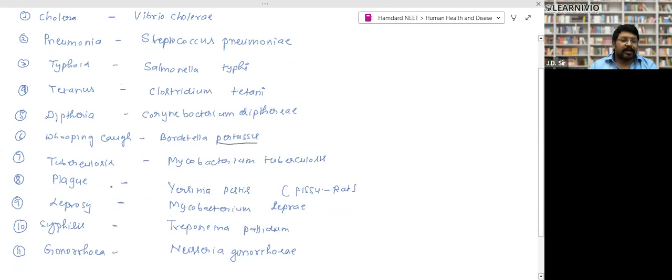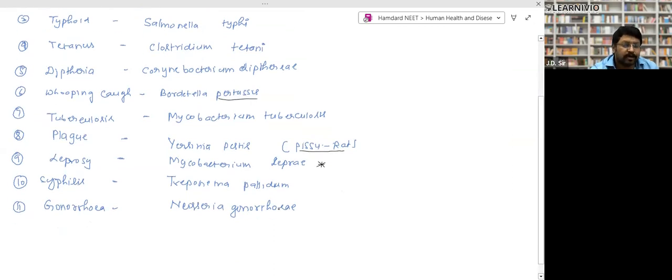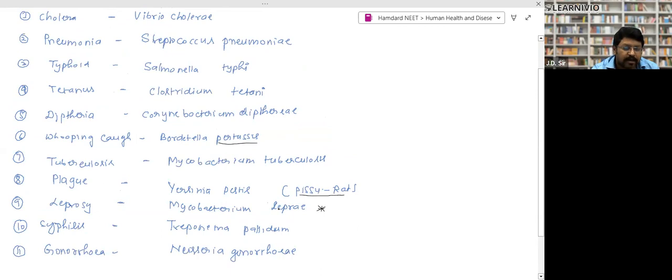Plague is spread by Yersinia pestis, and the vector is the flea, right? It is like a louse-like organism. This is the vector for the plague, right? So plague is spread by Yersinia pestis. Leprosy, Mycobacterium leprae, but this disease has been eradicated from the world. Syphilis, Treponema pallidum. Gonorrhea, Neisseria gonorrhoeae, right?